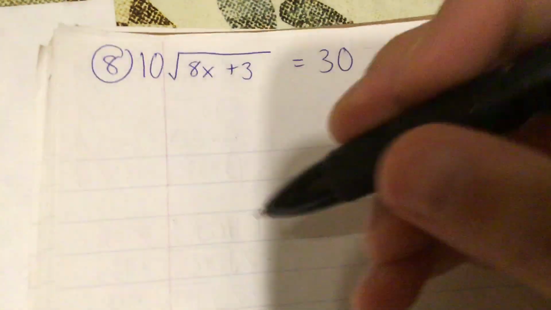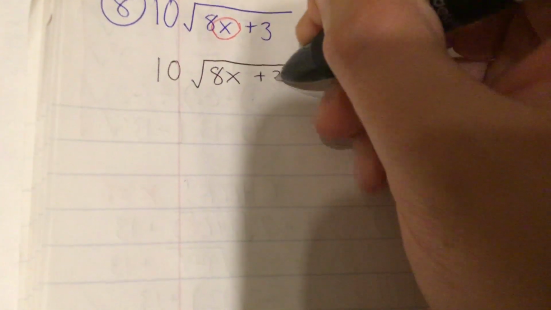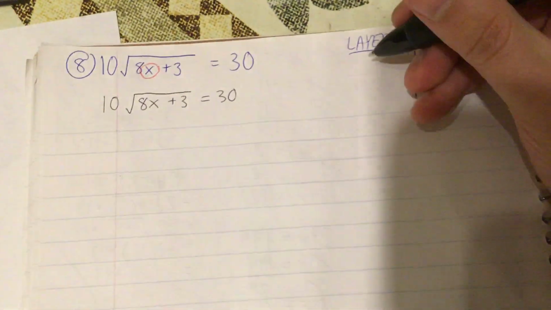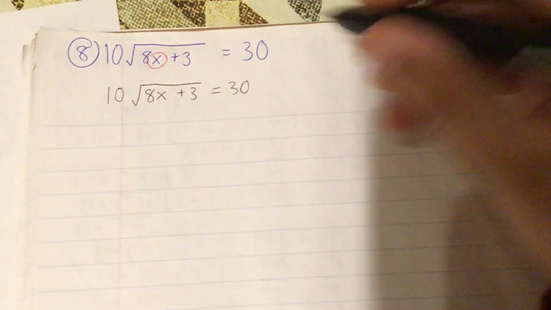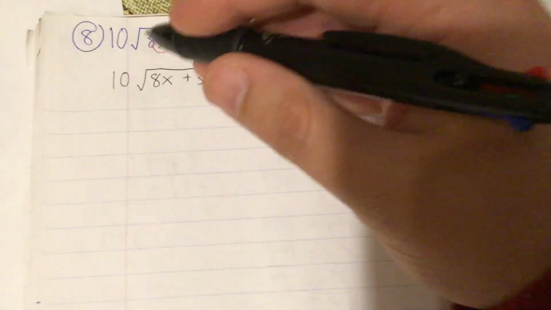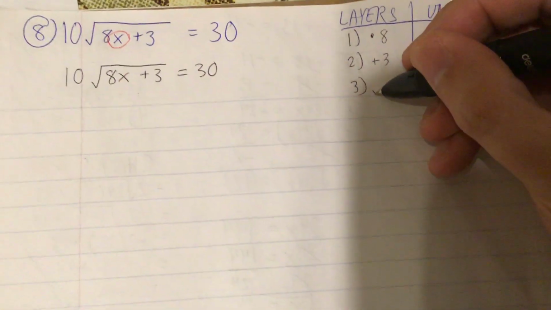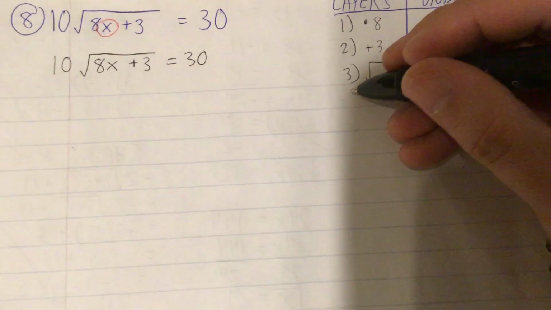Okay, so I'm going to put a bullseye on that x. So now I've got 10 square root of 8x plus 3 is equal to 30. What are the layers of x that I need to do for this problem? Well, first things first, times 8. Then 8x gets added by 3. Then 8x plus 3 gets square rooted. Then 8x plus 3 square rooted gets multiplied by 10.